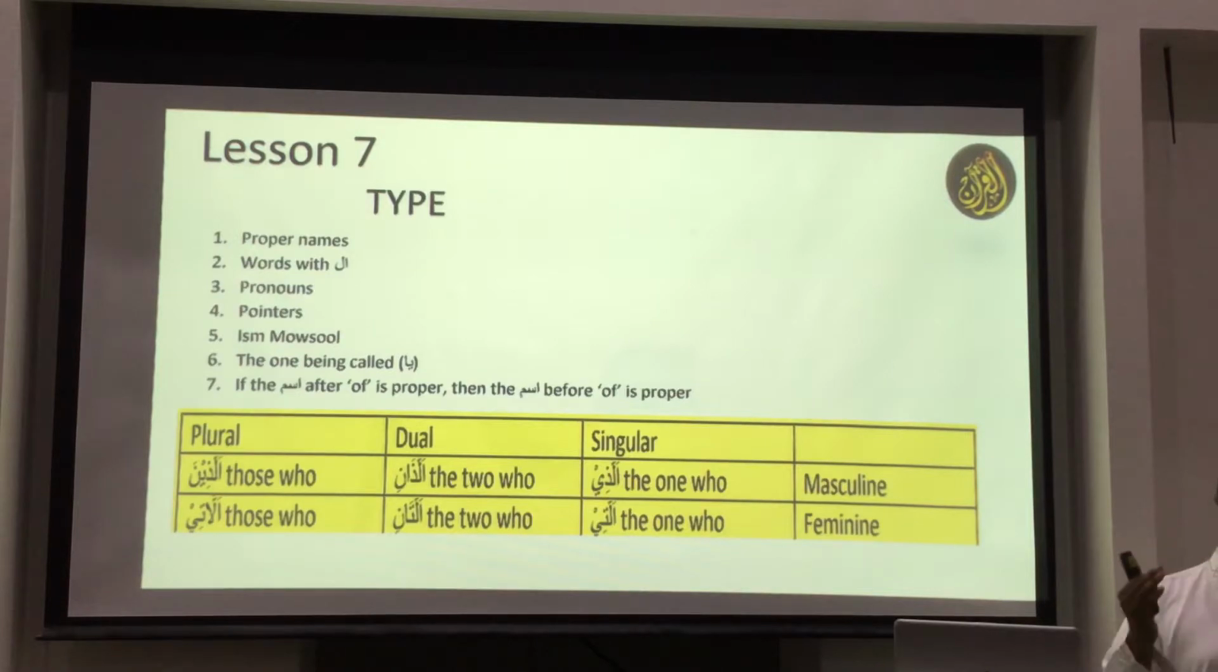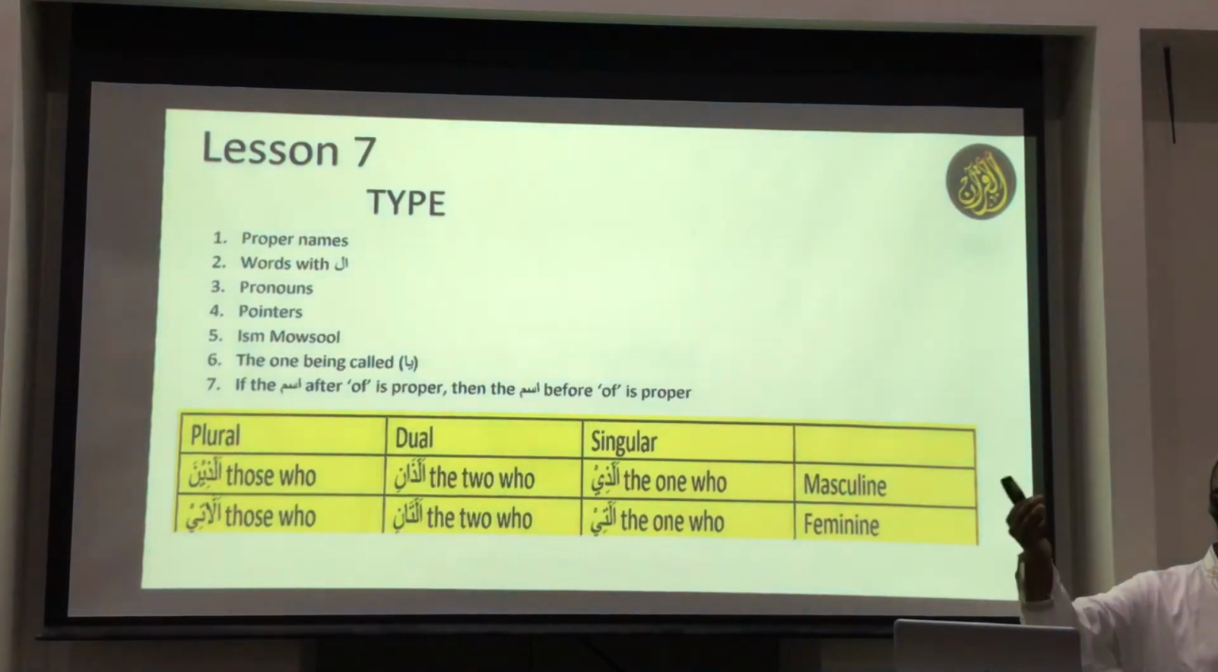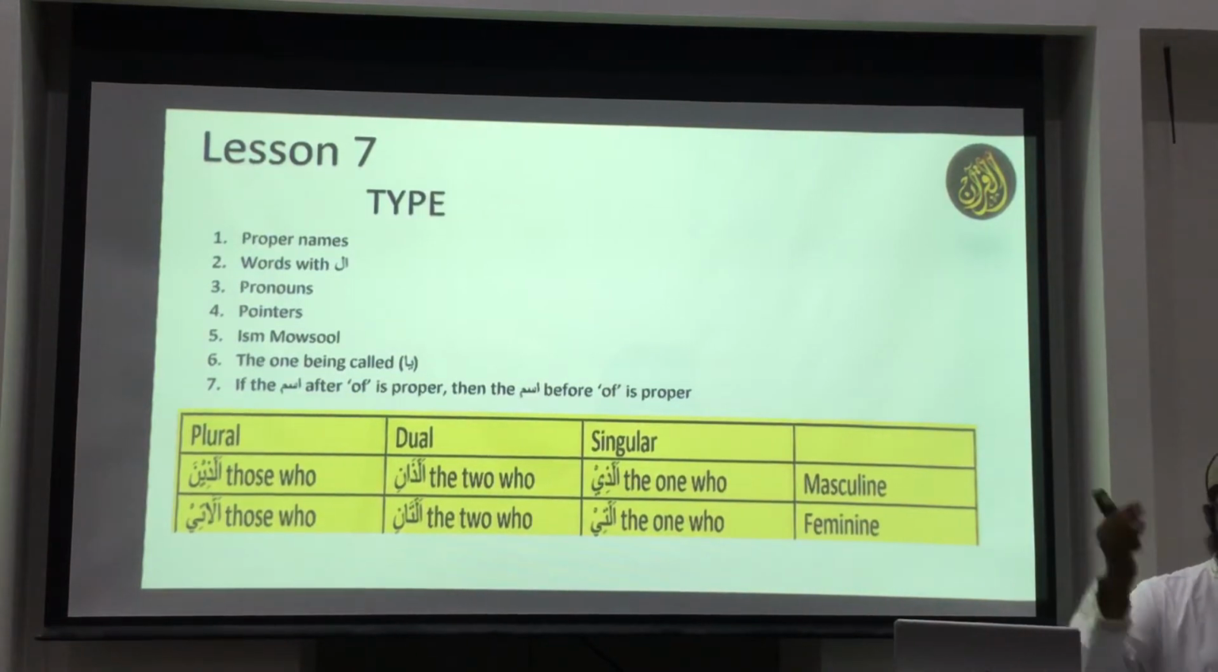Whether it's a rafa, nasab or jar, whether it's masculine or feminine, whether it's singular, dual or plural, or is it common or proper. Okay? 4 properties of all these words. So maybe I'll give you 15 words or 20 words in this one.